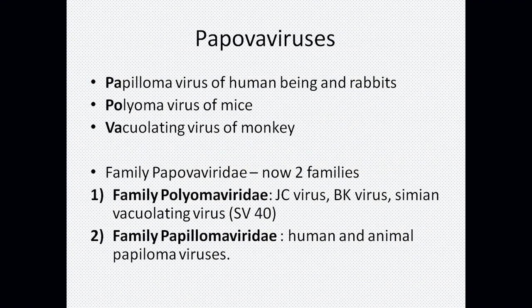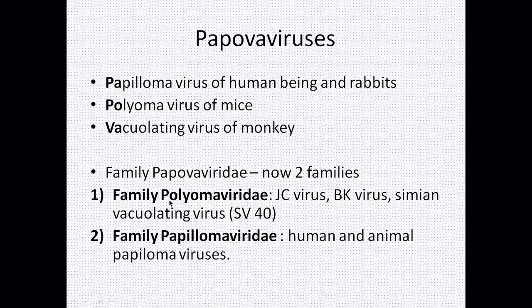Now the last virus is the Papova viruses. The term Papova comes from PA, that is the papilloma virus of human beings and rabbits, PO, that is polyoma virus of the mice, and VA, that is vacuolating virus of the monkey. So previously it was termed the Papova viruses, but now this group is divided into only two families.